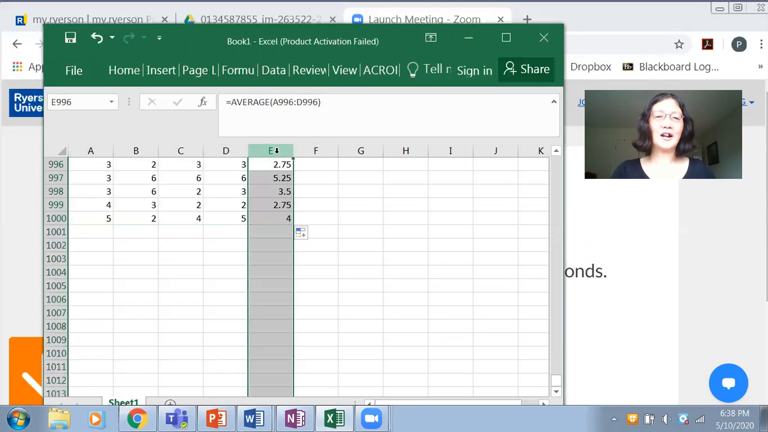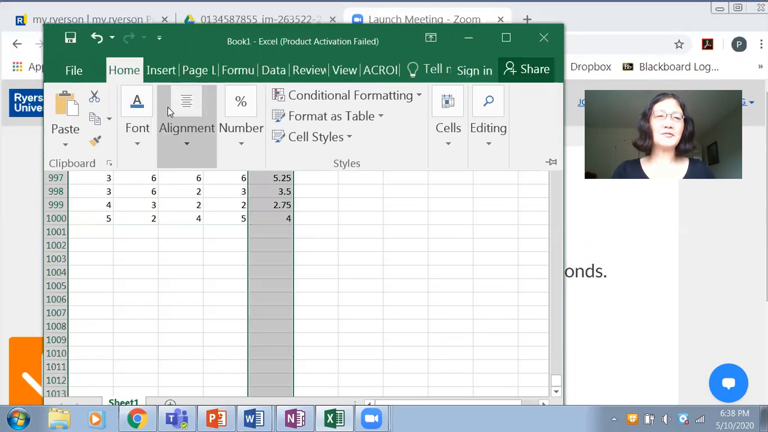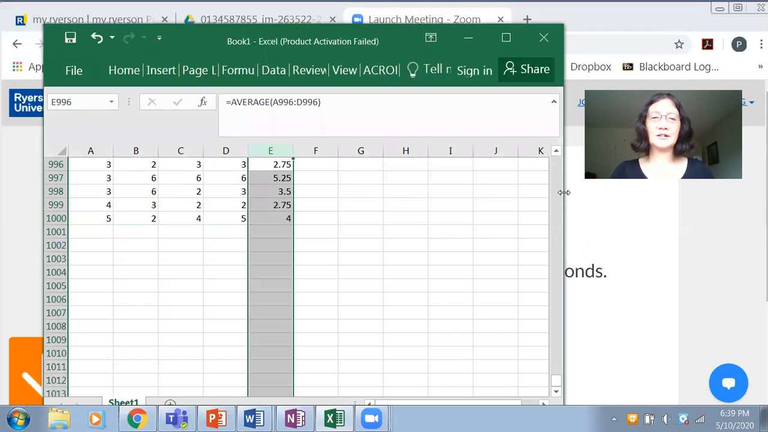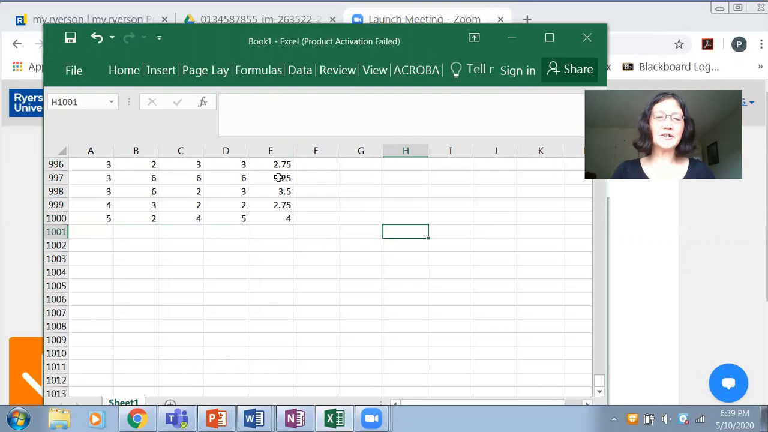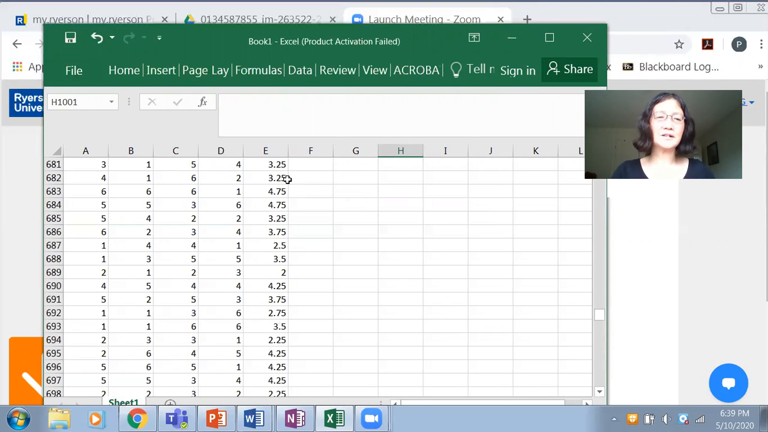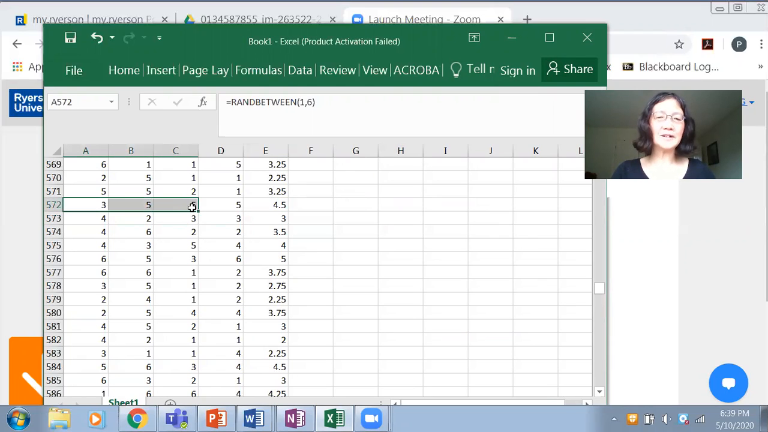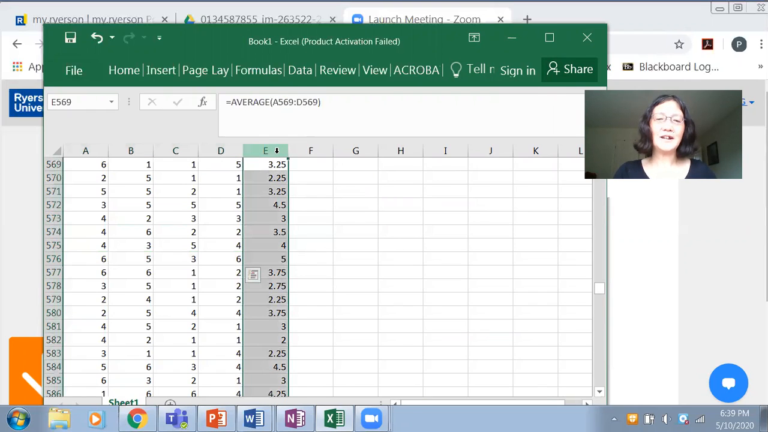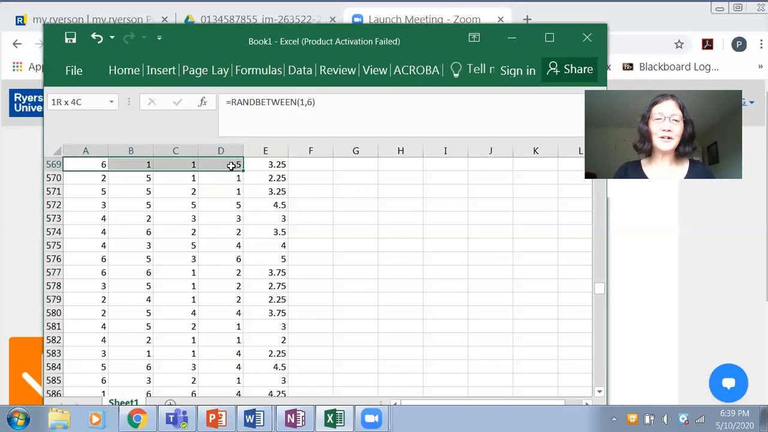So column E represents the average. Now you calculate the average. Remember, each number in column E represents the average of 4 numbers. So column E is the average of each sample. Each sample has 4 numbers. Sample size is 4. So you got many averages. All the numbers in column E are averages.